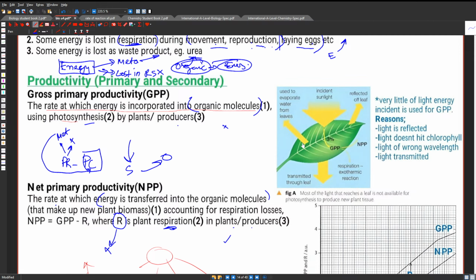So in this case, we're seeing incident sunlight, then energy used to evaporate water from leaves, reflected off of the leaf, transmitted through the leaf, and lost to respiration and exothermic reactions. So this is how energy is lost via respiration and exothermic reactions. But besides that, this much light is coming through, but only 3% is actually brought into the plant. So that's going to be your 3% GPP.